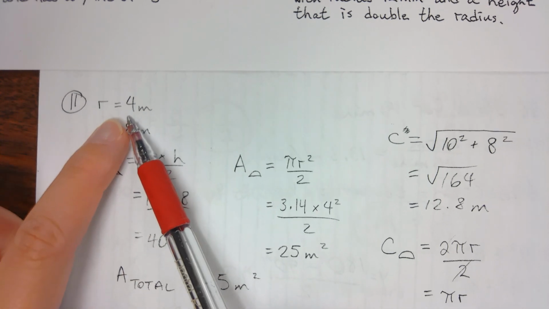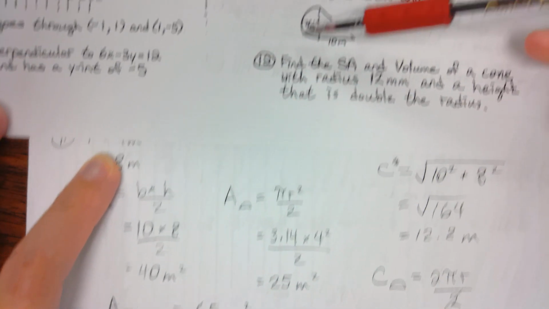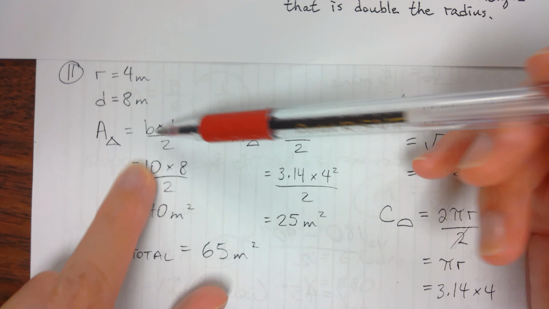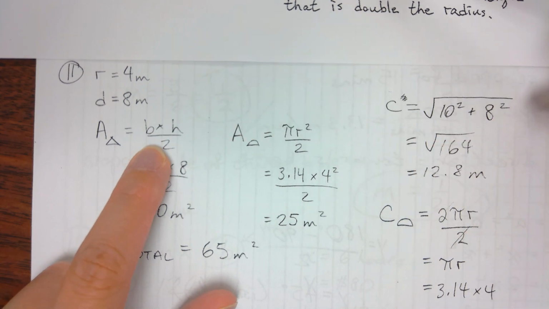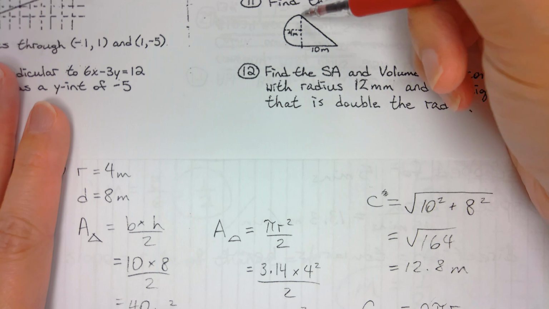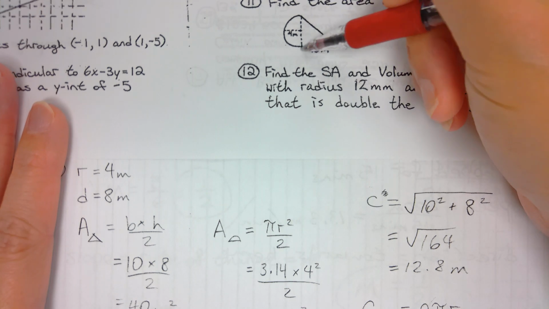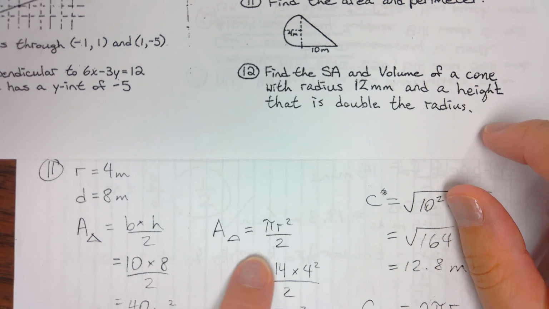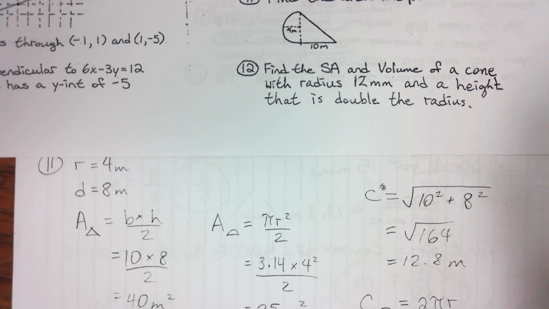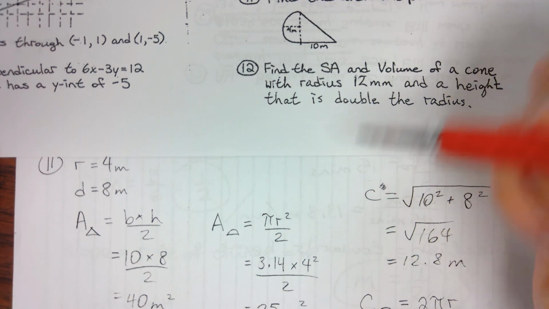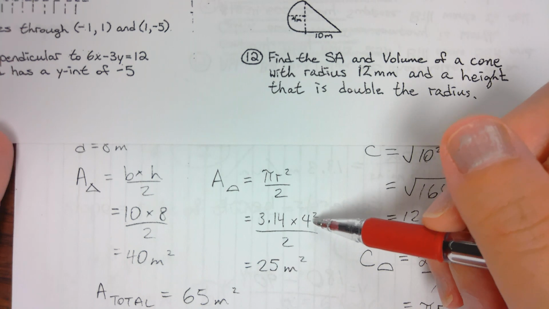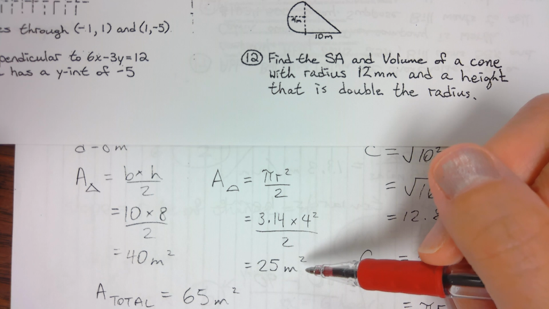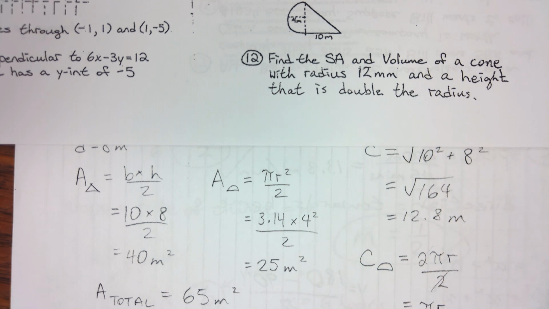Okay, so I see a semicircle and a right angle triangle. So in that semicircle, my radius is 4, which means the diameter is 8. So the height, the diameter is 8. So then for this triangle, I have 10 times 8 divided by 2. For the semicircle, formula is pi r squared. Since I only want half of it, I divide it by 2. So 3.14 times 4 squared divided by 2, you get 25. On the exam, you can just use 3.14. If you use pi, I'm okay with it too.